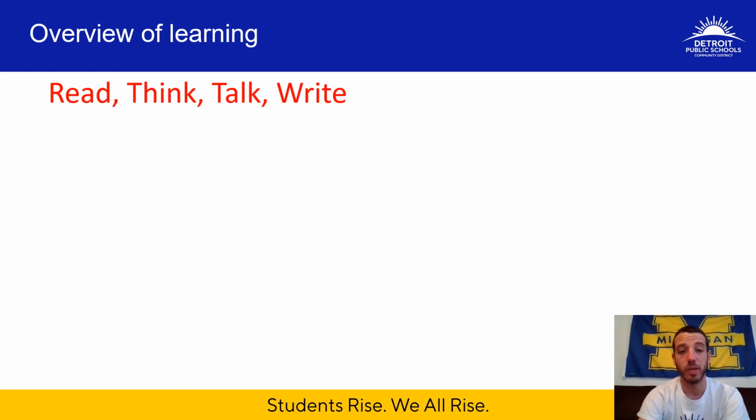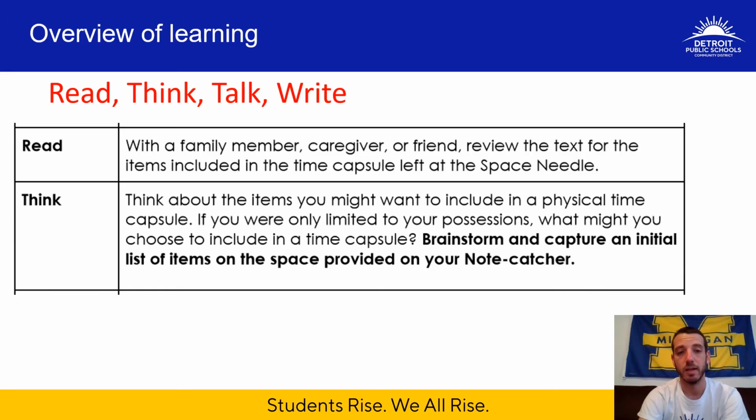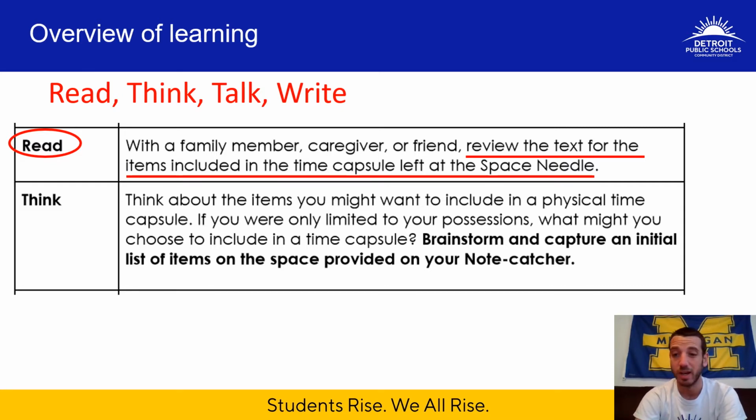Let's quickly talk through the read, think, talk, write protocol for today. For the read section, you're going to review the text for items included in the time capsule left at the Space Needle. So this is your third time looking at the text. You're not going to read all of it, but just review your notes and review the text for the items included in the time capsule that were left at the Space Needle. You've been doing this the past couple of days, so it should be pretty quick.